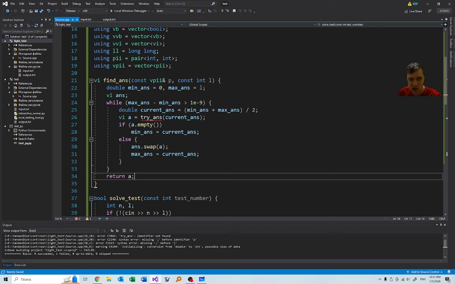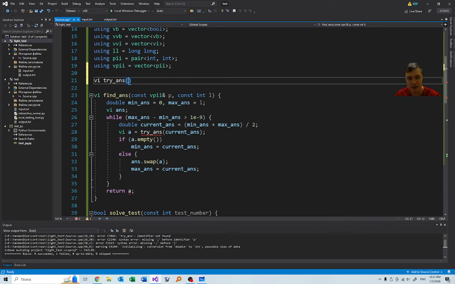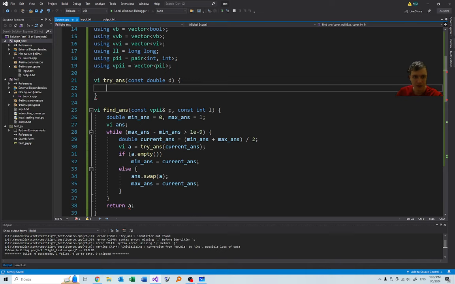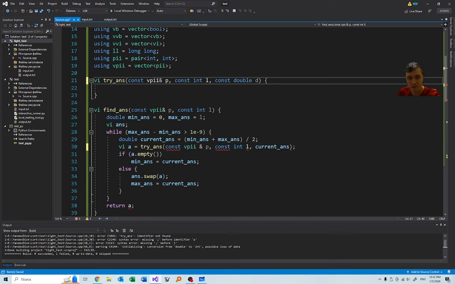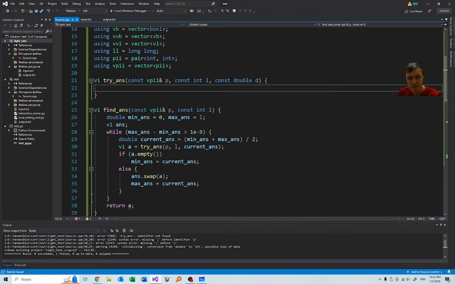And here we need to return try ans. Try ans given these two numbers. Let's think. So this can be done quite in quadratic time. How do we do it in quadratic time?